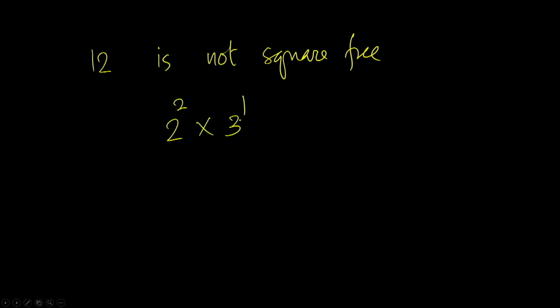Number 12 is not square free. Its prime factorization is 2 power 2, which is 4, into 3 power 1. So 2 in this case has an exponent greater than 1. So 12 is not square free. In particular, the square 4 divides 12.